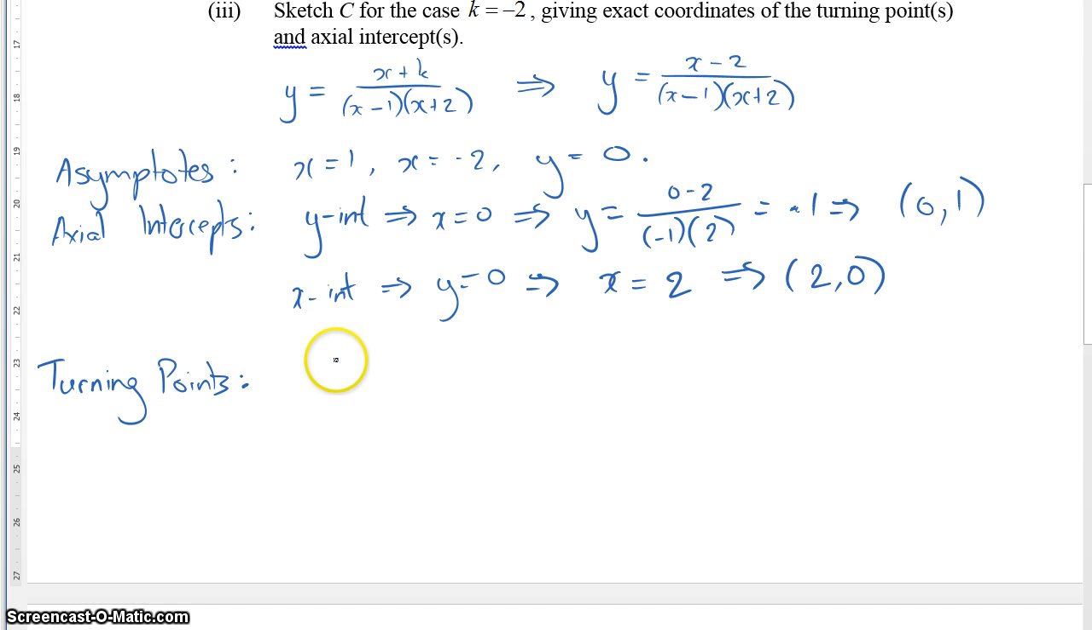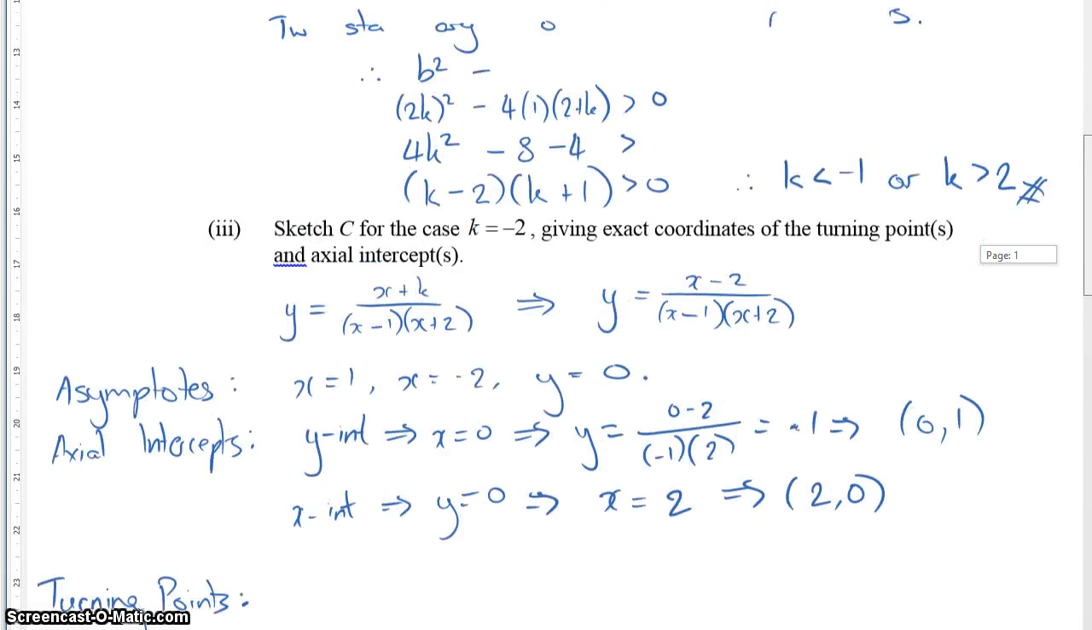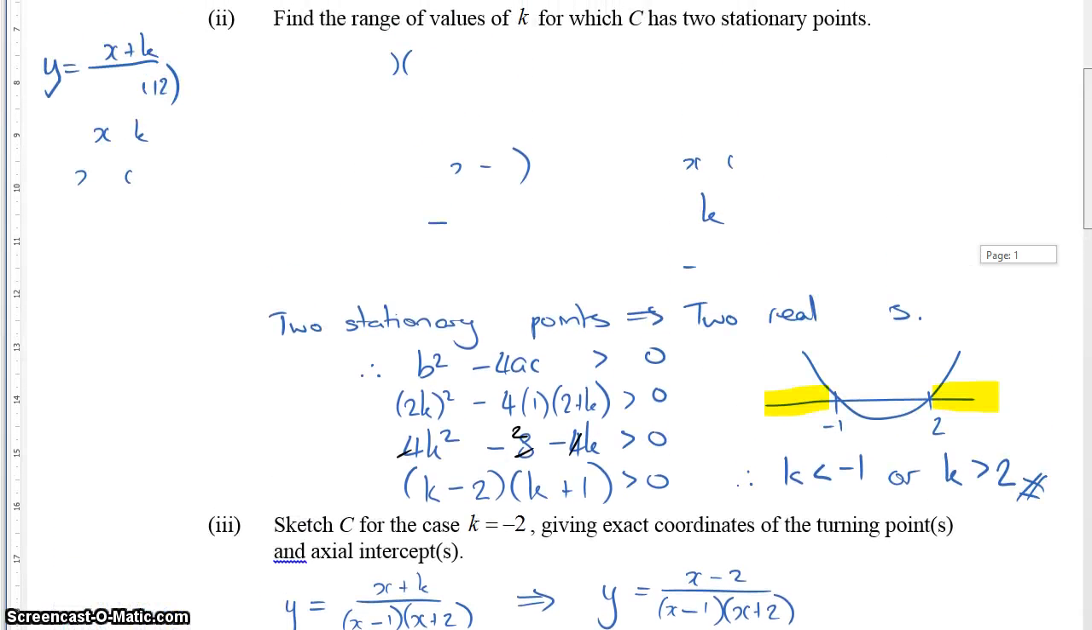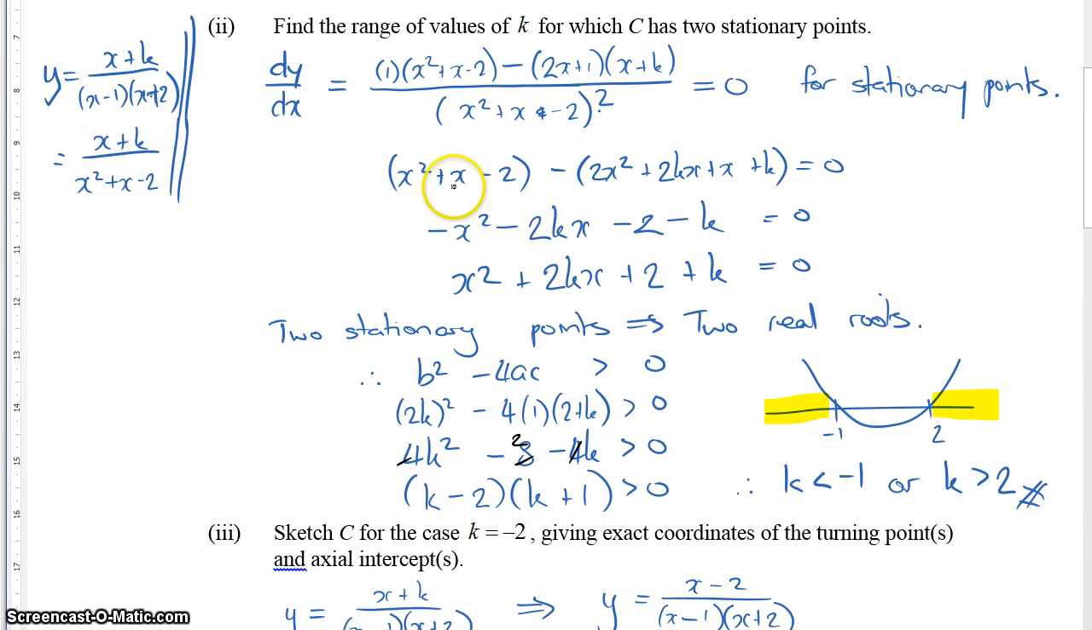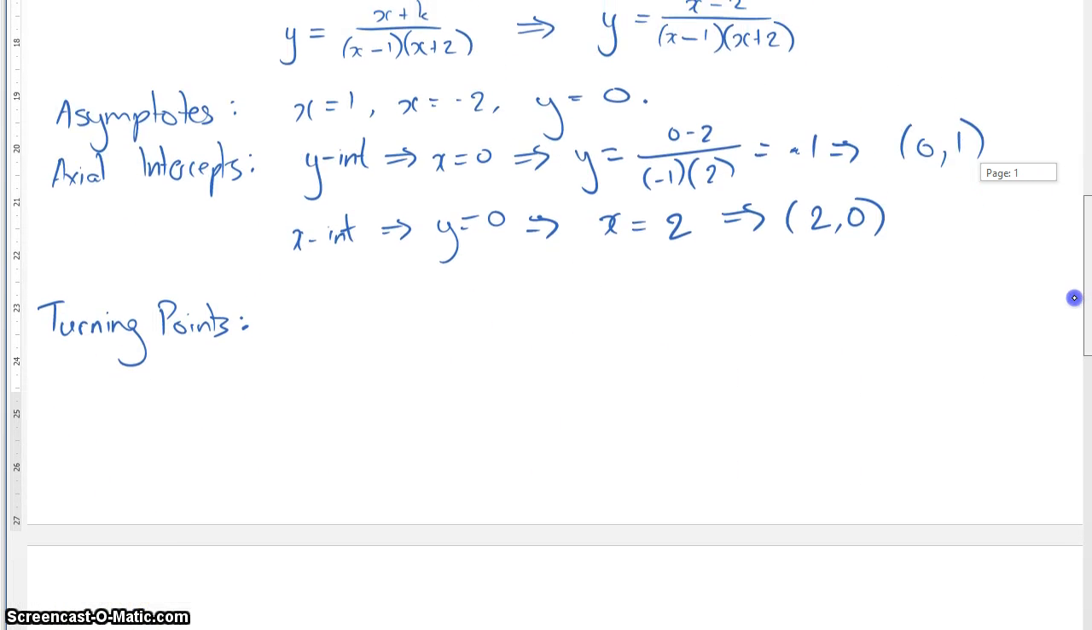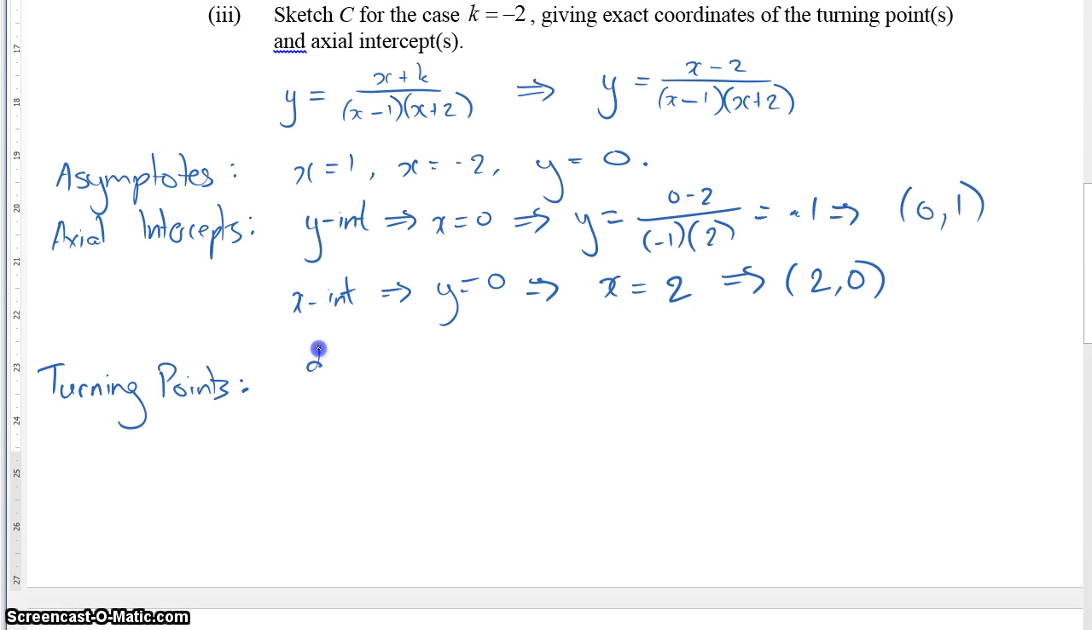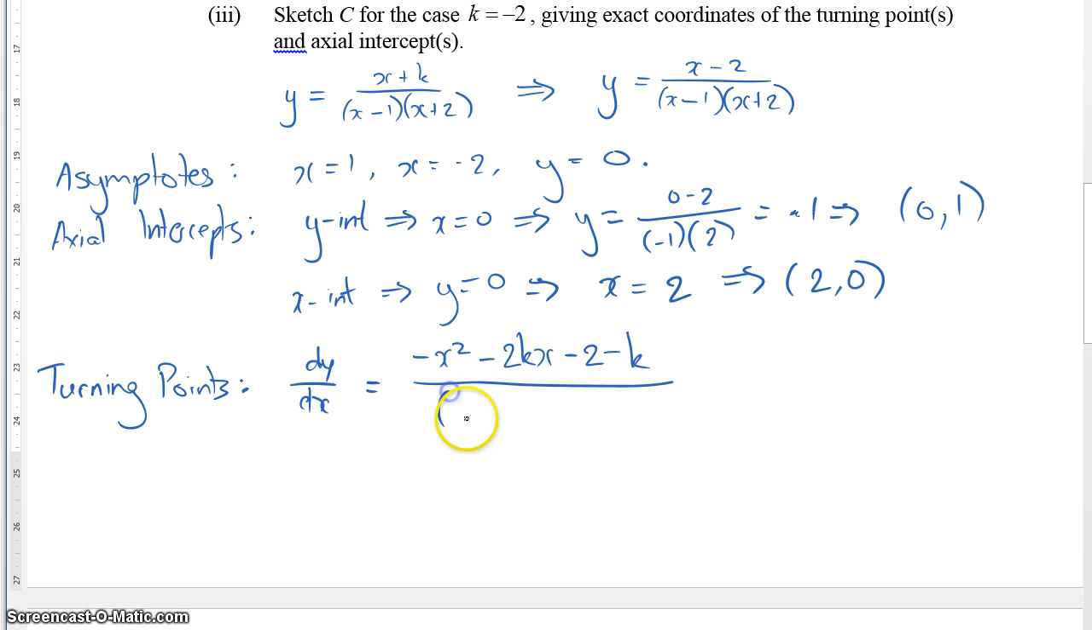So my turning points, well, what did I find the derivative to be? If we look up, we can see that I found the derivative. Oh, hold on, where's it all gone? Good. The derivative was negative x squared minus 2kx minus 2 minus k, over this whole thing squared. So dy by dx is equal to negative x squared minus 2kx minus 2 minus k over x squared plus x minus 2, whole thing squared. We set this equal to 0 for our turning points.